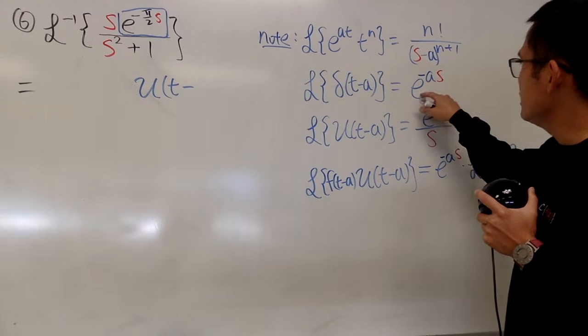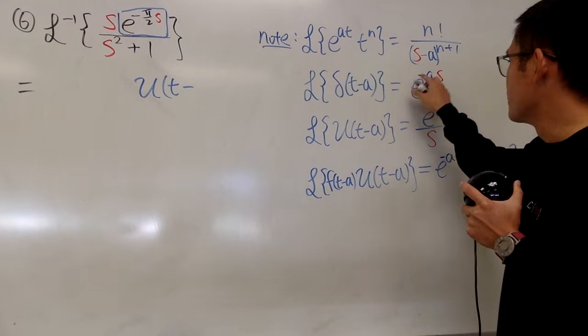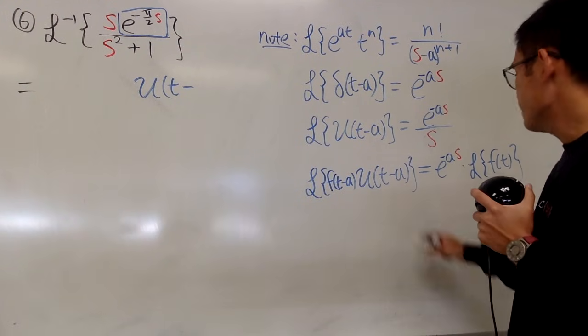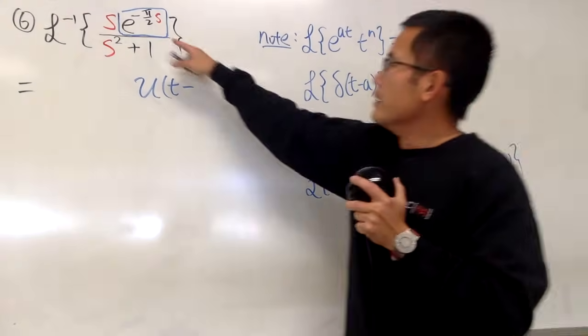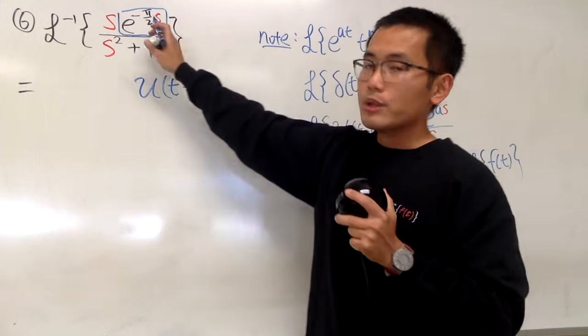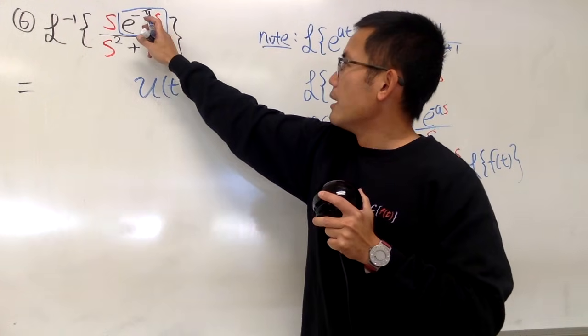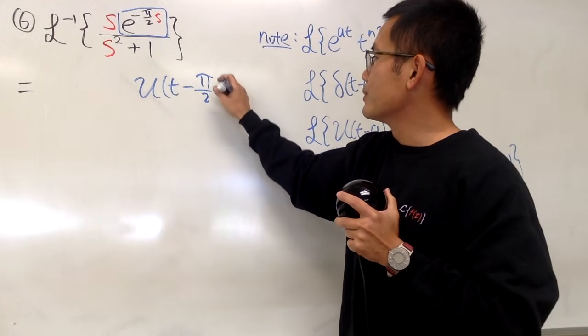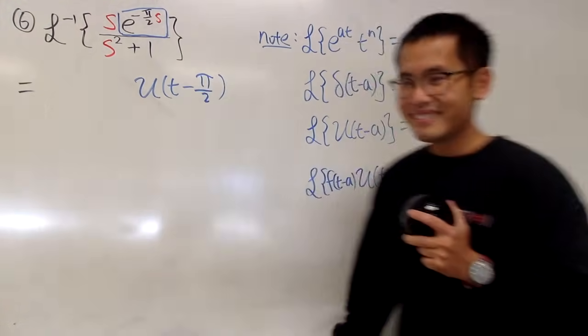Yes, because if it's e to the as, that wouldn't even converge. So it should be negative, and that should be negative, and that should also be negative, right? So anyway, though, right here, this number, just go ahead and subtract. Whenever you see e to the negative pi s right here, you just go ahead and subtract the pi over 2, right? Just like that.